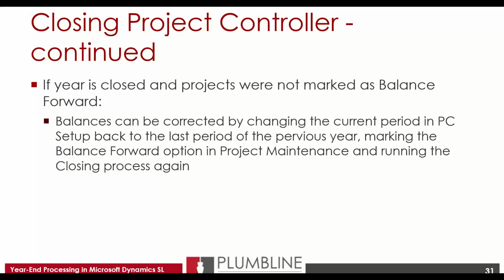If your year is closed and some projects were not marked as balance forward, and they should have been, the balances can be corrected by changing the current period in the project controller setup back to the last period of the previous year. You would then mark the balance forward option in project maintenance, and then you can go back and rerun the closing process again for the project controller module. So it is much less forgiving than some of the other modules that we close in SL and the GL closing screen. So this one you can actually set it back, fix your setup, and rerun that closing process, and it will carry those forward for you.